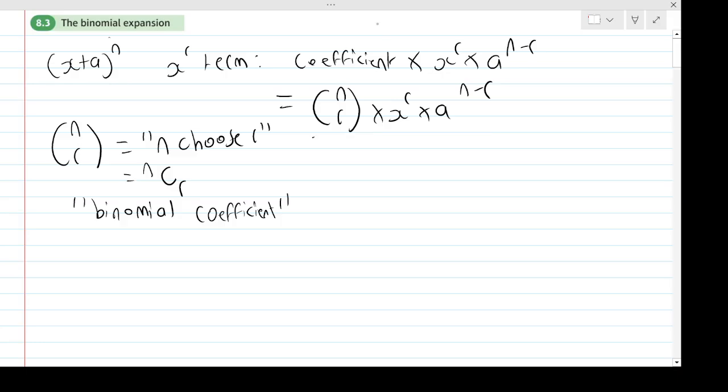Because this gives the general term, we can find all the terms by starting from r is 0 up to r is n. So what do I mean by that? Well, we can start to give an expansion with this idea for a general bracket x plus a to the n.